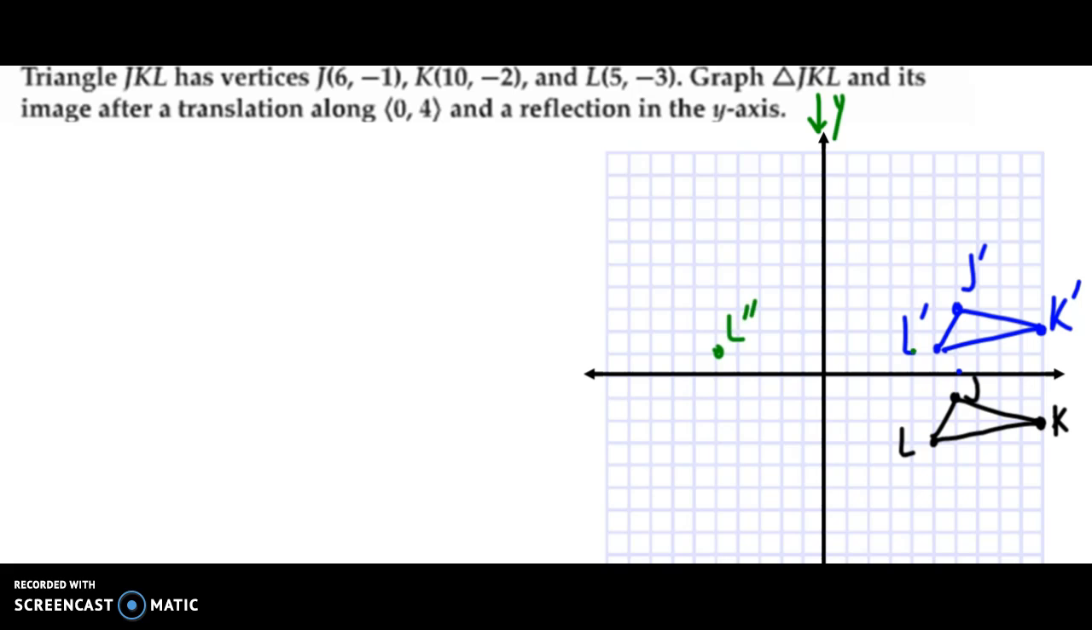J is over 6. Okay. J is double prime. And then K is over 10. And so here is my figure again. So notice all I've done is slide it up 4 and then reflect it over the y-axis. Easy enough. You can just count it. In fact, I think it's easier to count it than to have to do it using your rules of rotation reflection.